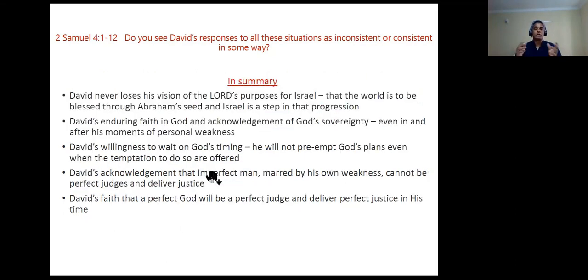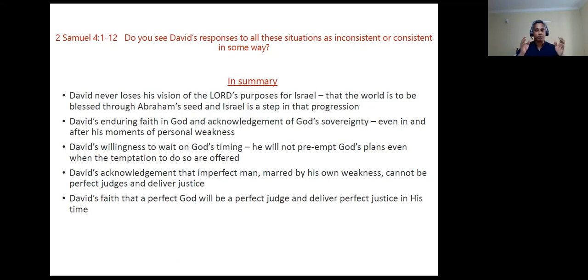So from all of this, what can we see about David? Whatever the author has written for us through his inspired vision of the events, we see that David never loses his vision for the Lord's purposes for Israel. What was the Lord's purpose for Israel? That the entire world is to be blessed through Abraham's seed, and Israel is a step in that progression. The Lord promised Abraham that through his seed, all of the earth would be blessed, and Israel is a progression from David's seed. So David is sharing that vision. He's part of that progressive plan of the Lord, and David never loses sight of the vision of the Lord for Israel as one cog in the wheel, from Abraham to Jesus.